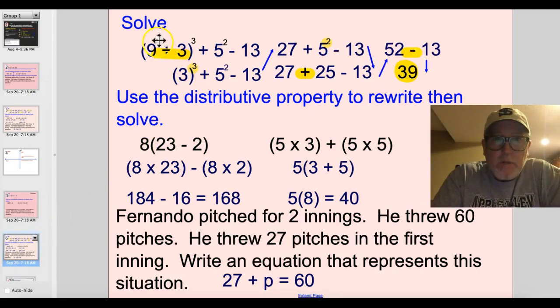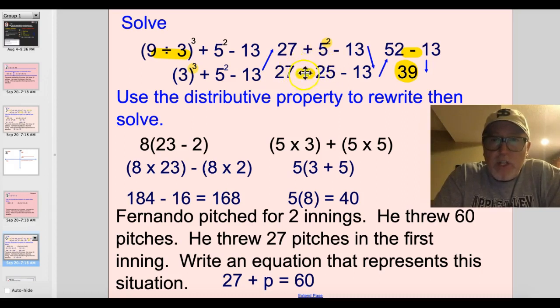All right, this first one here, well, 9 divided by 3 you have to do first because that's inside the parentheses, and that gives you 3. The next thing you have to do is that exponent. You've got 2 exponents, but do the first one. 3 cubed is not 9. It's 3 times 3 times 3, which is 27. And then we can do the 5 squared. That's the next one. That becomes the 25.